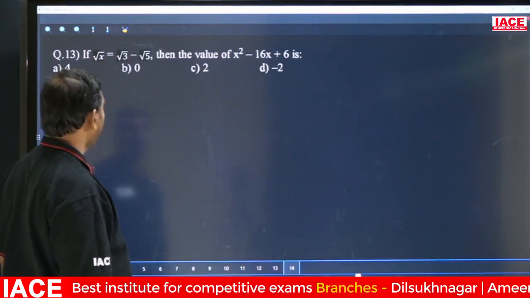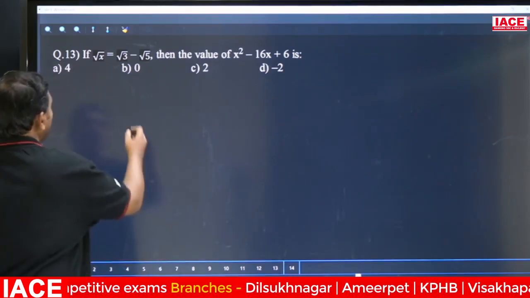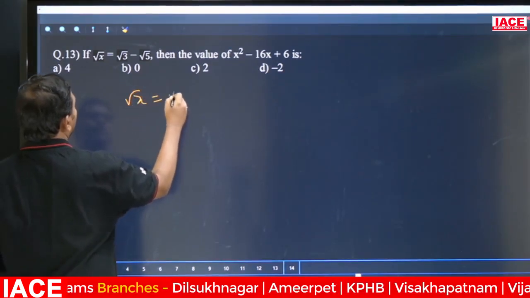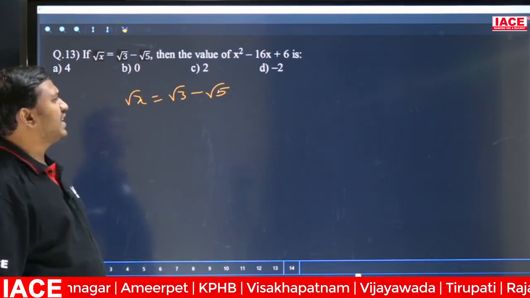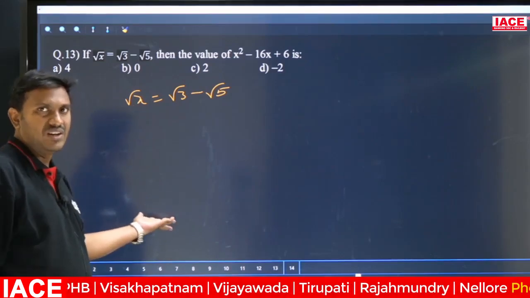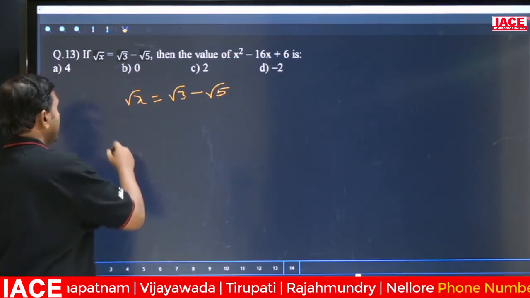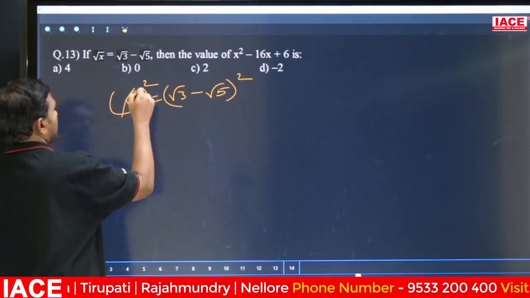next one, algebra question. What is given? Root x equal to root 5 minus root 3. Then find the value of x square minus 16x plus 6. First we have to find up to x square, automatically the answer will come. First squaring on both sides. Squaring on both sides, what will come? Square root and square both will cancel.